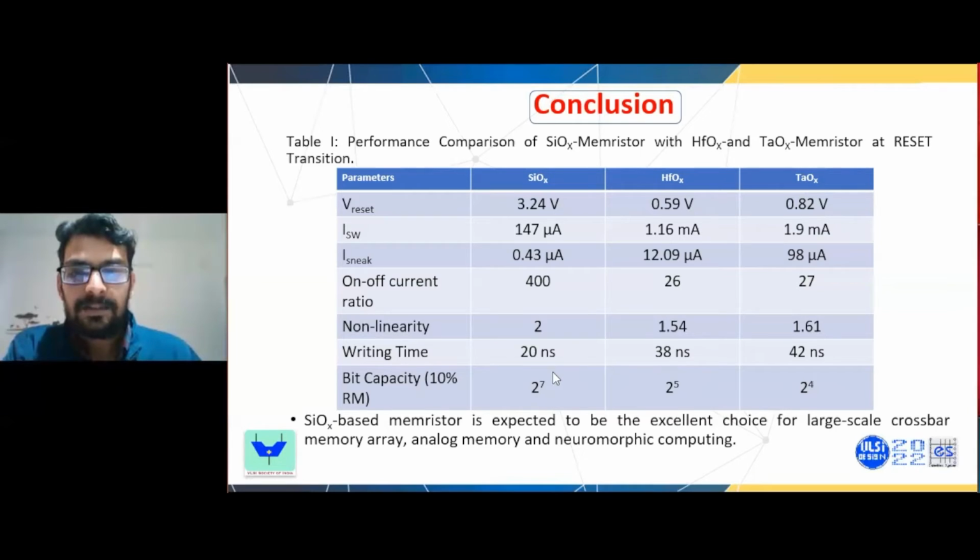So again, if we see all these key performance parameters, they are desirable in the case of silicon oxide memristors. So it is expected to be an excellent choice for large-scale crossbar memory, analog memory, and neuromorphic computing applications. Thank you.